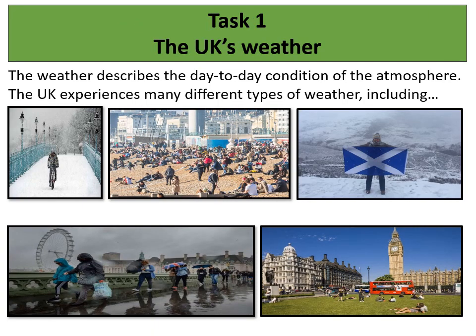You have been given a definition of weather, and then you have to describe what the weather is like in the UK by using the images on the screen. So the weather describes the day-to-day conditions of the atmosphere. So it might be raining, it might be cloudy, it might be hot, it might be cold, it might be dry. And the UK experiences many different types of weather. So we use these images to identify the different types of weather that the UK faces.